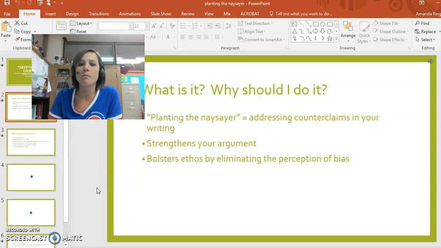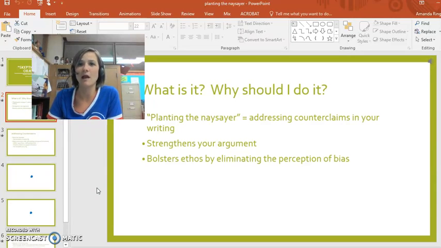writing. So, as you're reading through They Say, I Say, they have a couple different names for the counterclaim. One name is the naysayer, another is an objection, but they're all talking about the same thing, counterclaim. So, planting the naysayer, as Chapter 6 states, is addressing counterclaims in your writing. And as we've talked about in class, there's a couple of reasons why we should do this.